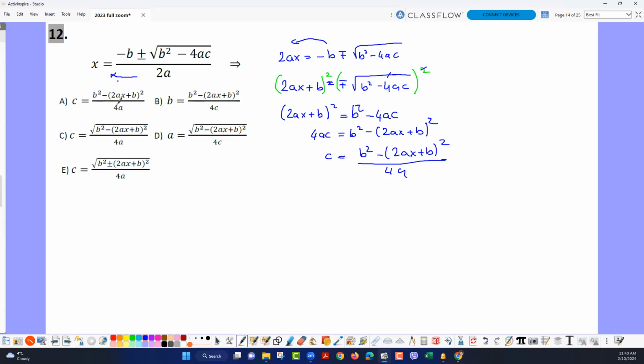If there is a formula like b squared minus 2ax plus b squared over 4a, this is option A, I think. So the answer is A.